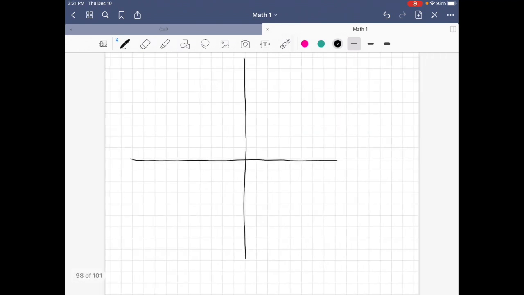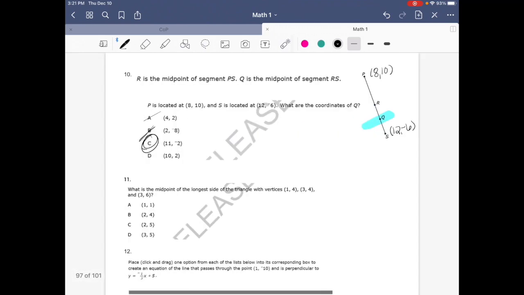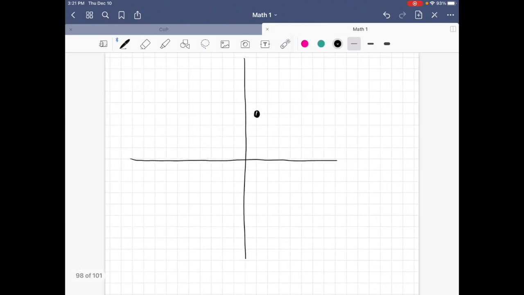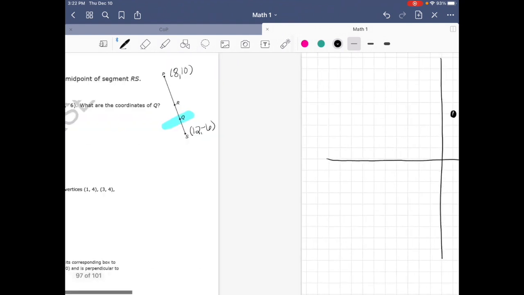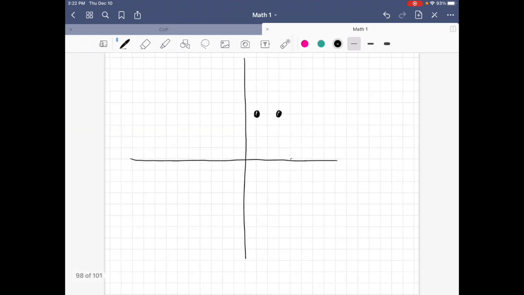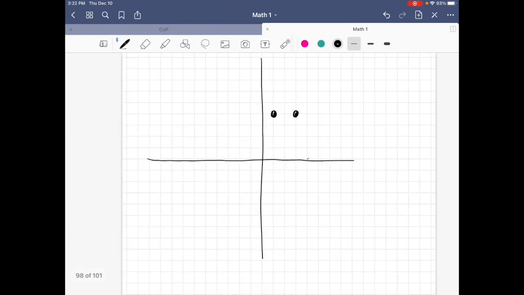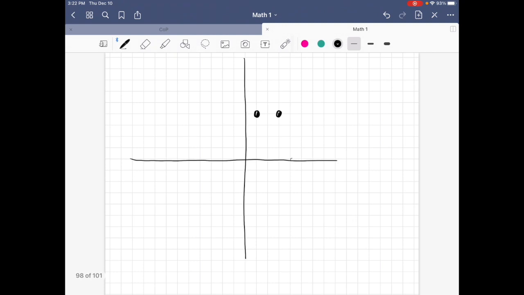All right, so midpoint, so we're going to plot 1, 4. And then we're going to do 3, 4. And then 3, 6. So 1, 4, 3, 4, and 3, 6.